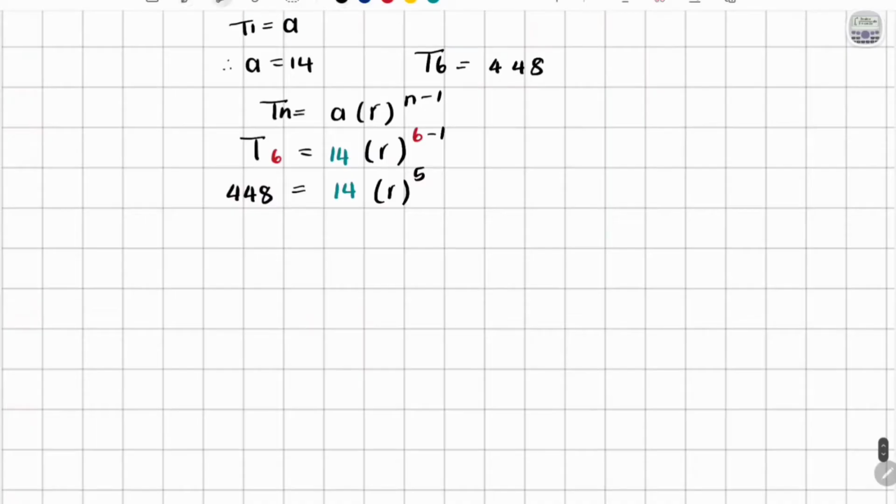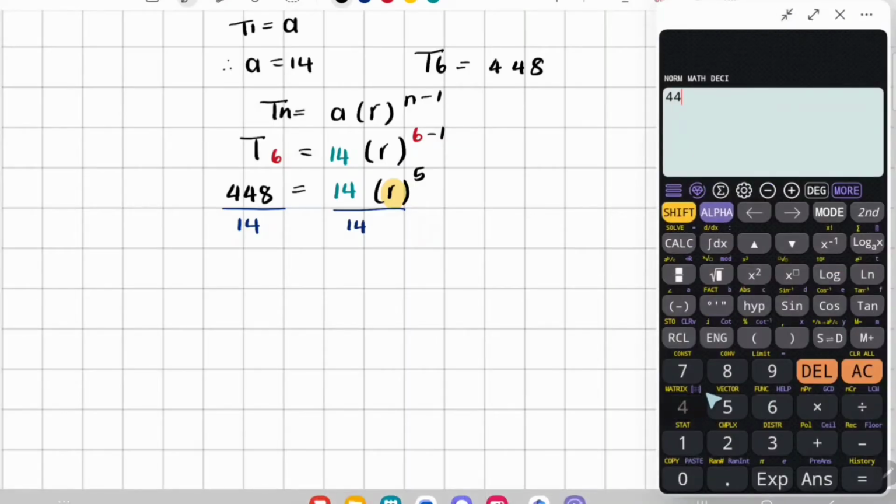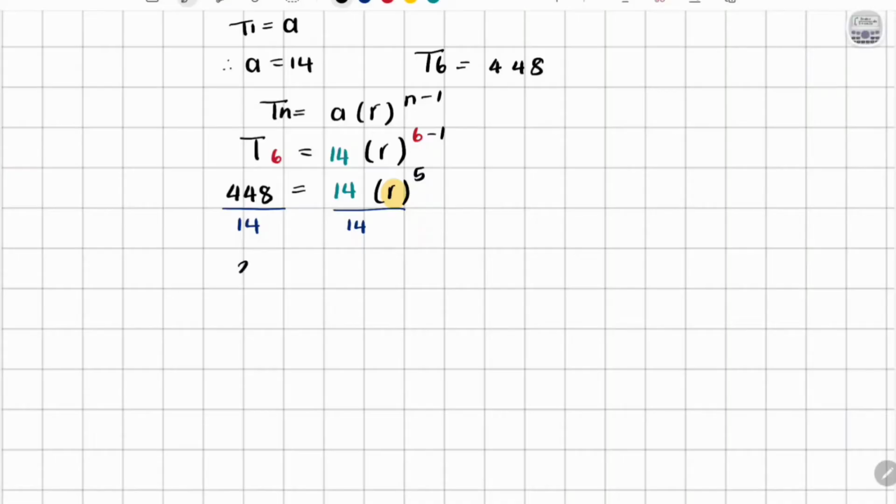Okay, this is all we have. We just have to solve for r. So how do we get r on its own? Well, the first thing stopping us from getting to r would be the 14, not really the 5. The 5 is attached to the r. So we need to first get rid of the 14. We can divide both sides by 14, seeing that 14 is being multiplied by this r. 448 divided by 14 gives us 32. So 32 is equal to r raised to the power of 5.